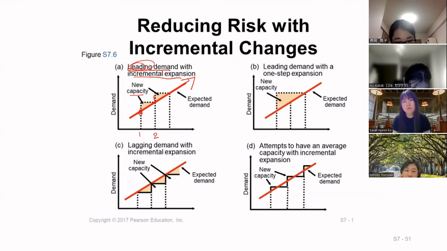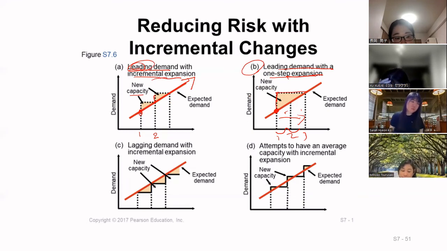But it is a very slow step, compared to B, leading demand with one step expansion. That means, for example, 1 to 3 months, so you increase a lot, with new capacity to cater for these two time periods. So this is leading demand with one step expansion. The other is incremental expansion. Before the demand actually increases, you already increase the capacity.